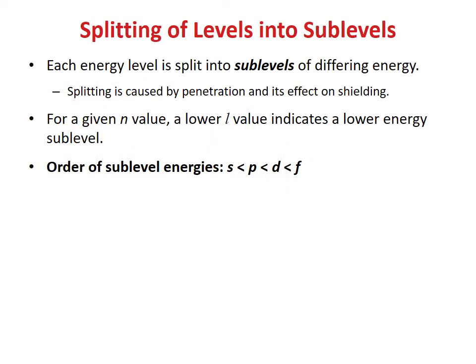From our discussion above, we can see that each energy level is split into sublevels of different energy. Splitting is caused by penetration and its effect on shielding. For a given n value, a lower L value indicates a lower energy sublevel. The order of sublevels is: the energy of the s orbital is lower than the p orbital, the energy of the p orbital is lower than the d orbital, and the d orbital has a lower energy than the f orbital.